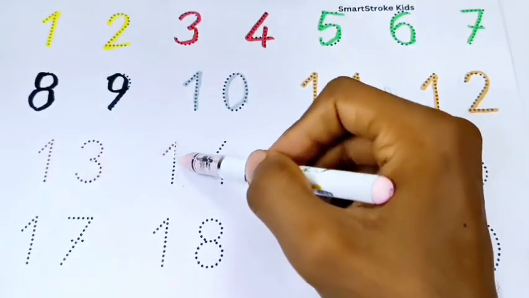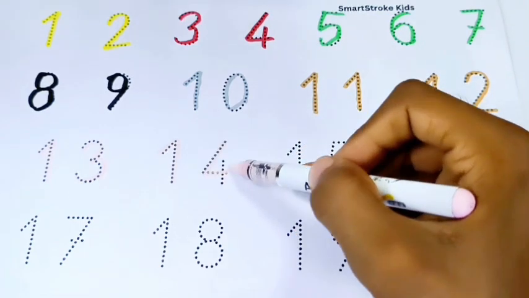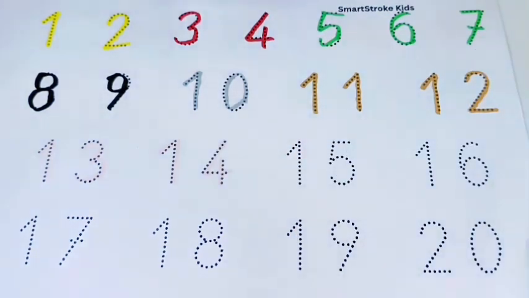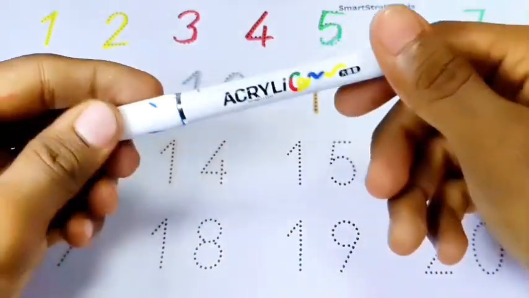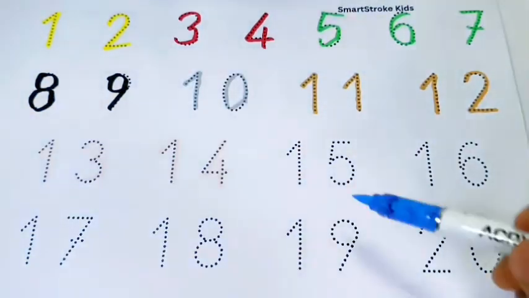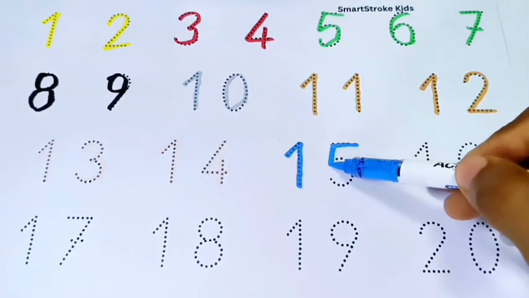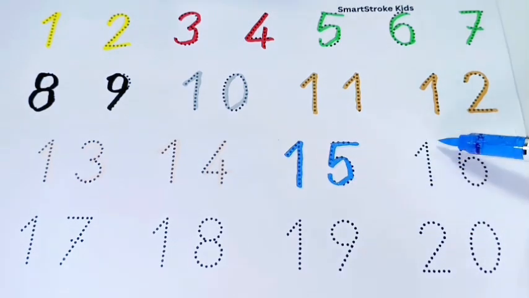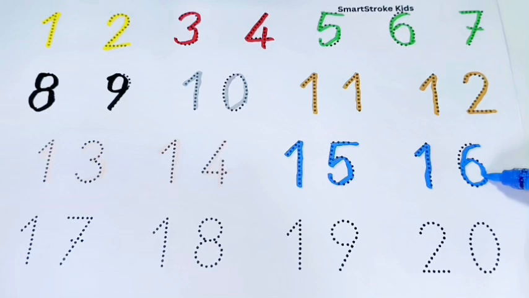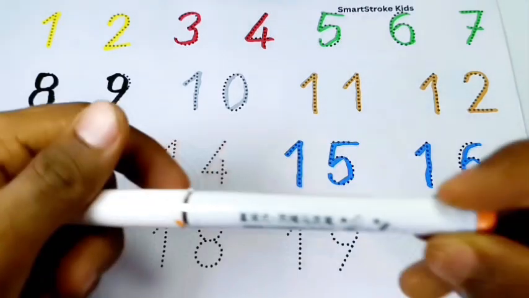13, 14. Kids, now you draw 15 and use blue color. 15, 16. Kids, now you draw 17 and use orange color.